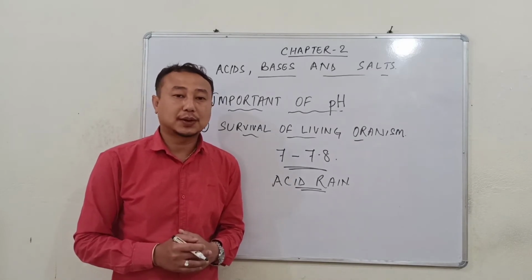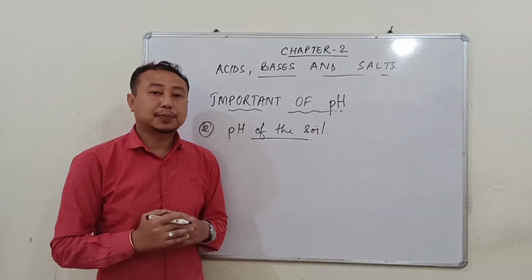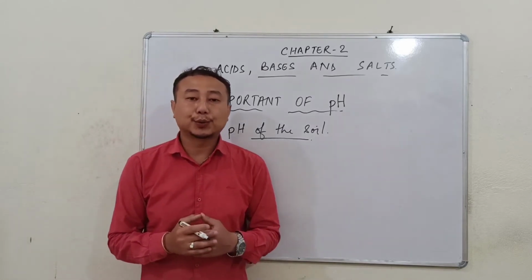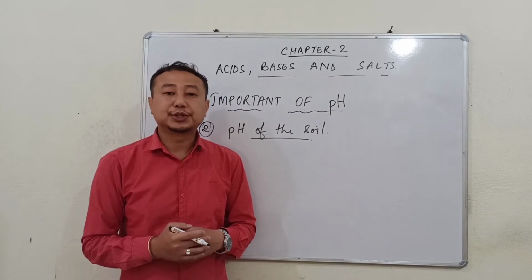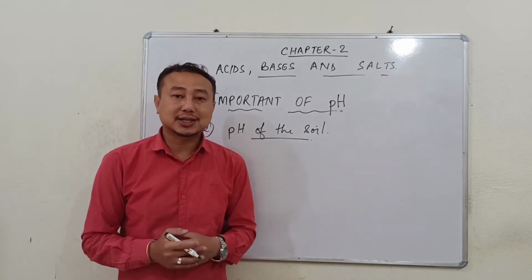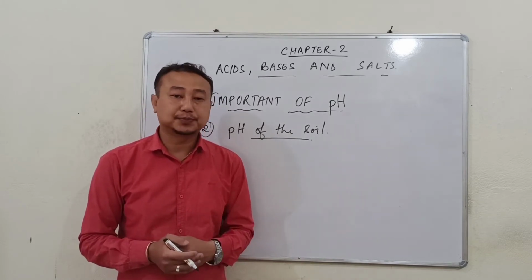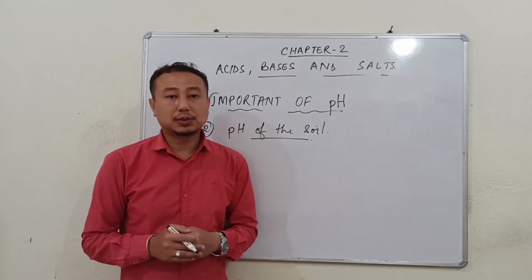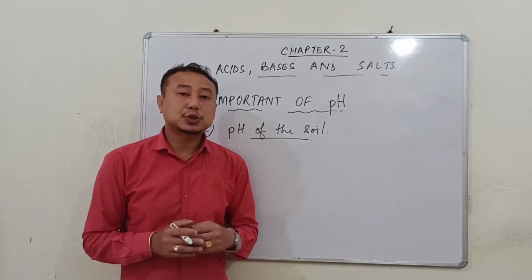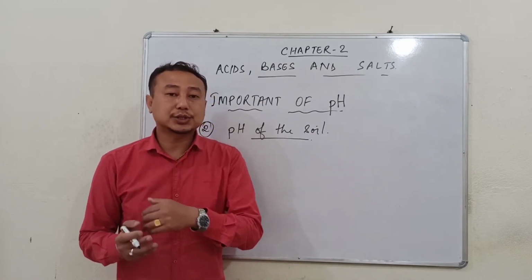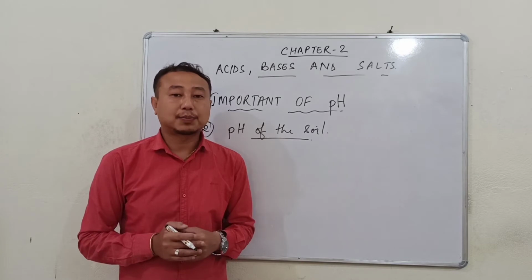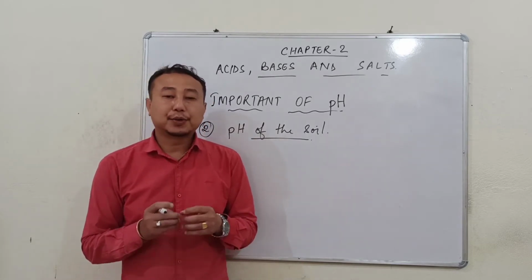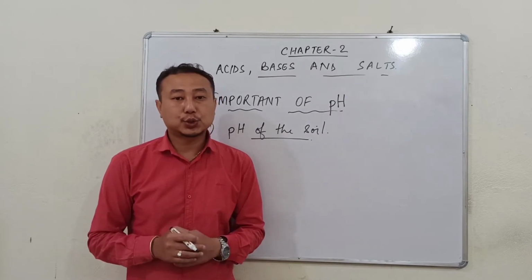Now let's come to the second one. The next importance is the pH related to the soil. Soil, as we know, is the medium in which plants grow, from which we obtain different types of important components. It may be food or it may be medicinal value. The growth of the plant in the soil takes place in a neutral medium. If the soil turns basic or acidic, then the growth of the plant will be impossible. So before growing a plant, we have to first check the pH of the soil.